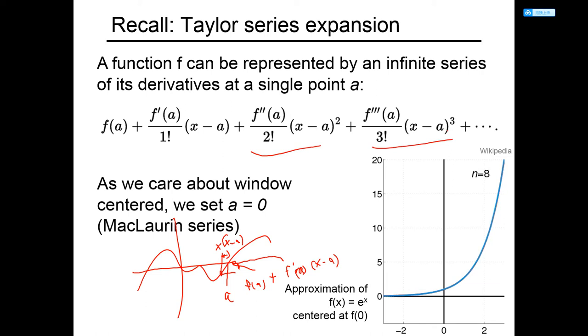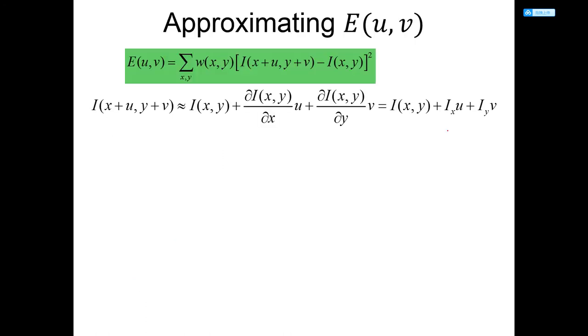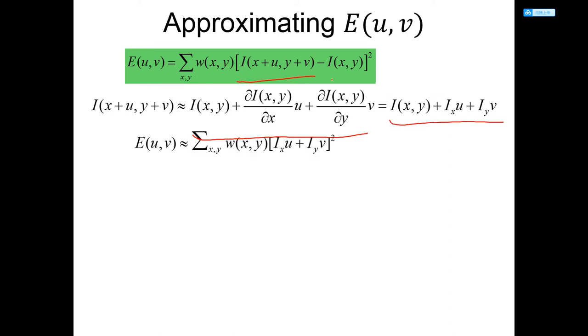Now what we can do is approximate that. Let's say first order approximation, so I(x+u, y+v), assuming u and v are small, I will just expand like this. Here Ix and Iy are just the partial derivatives along the x axis and the y axis. If we do that, we can substitute this back into the equation. Some of the terms will get canceled, so we only have this thing left here. And then we take the square root.